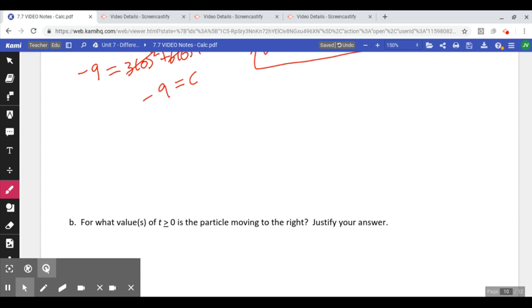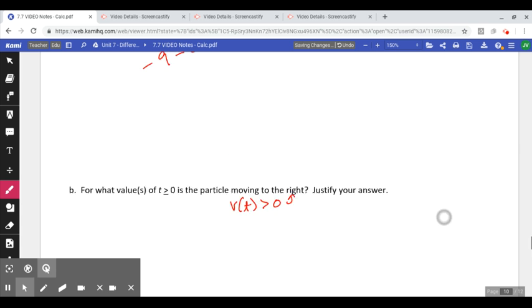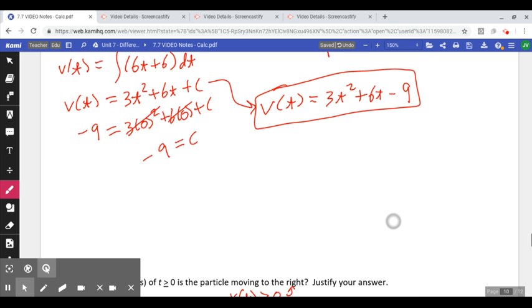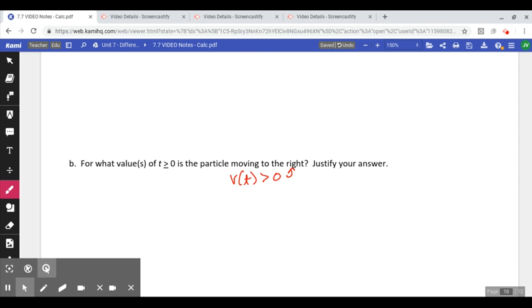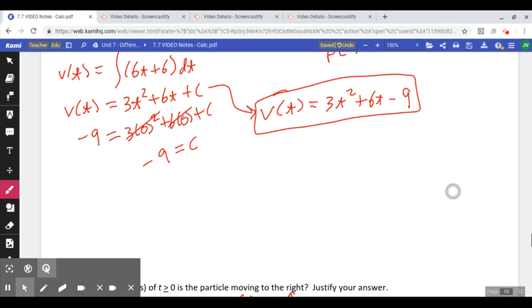If we move on to part B, it says for what value or values of t greater than or equal to 0, another restriction here, same as before, is the particle moving to the right? Okay, so we need v of t to be greater than 0, or positive, for the particle to be moving to the right. So we're going to take a look right here at 3t squared plus 6t minus 9. We're actually going to set that equal to 0. That's a possible change in sign from positive to negative or negative to positive. So that'll tell us some information that we need.